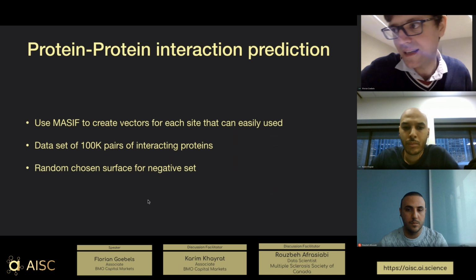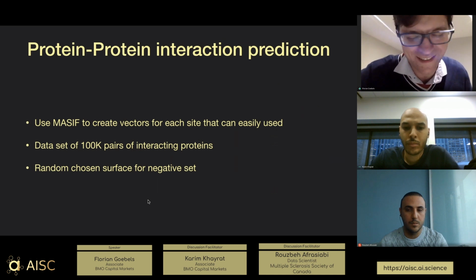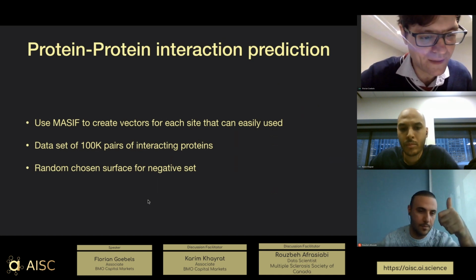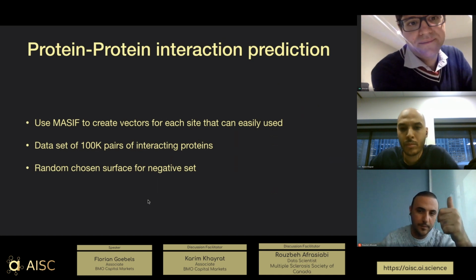It sounded a little bit to me like word vectors, like an embedding of the protein surface. I don't know if I was the only one that felt like it.